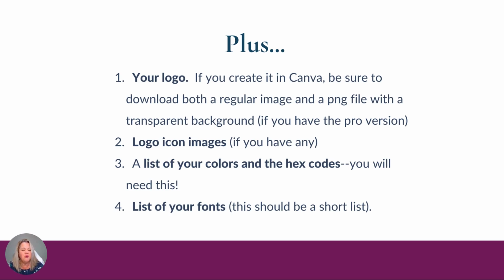You want a list of your colors and the hex codes of what those colors are. And you can get those codes from wherever you find your color palette. Typically, they'll have that code. It's a number. And then you want a list of your fonts. And remember, this should be a pretty short list, probably 2, but you do want a list of those.